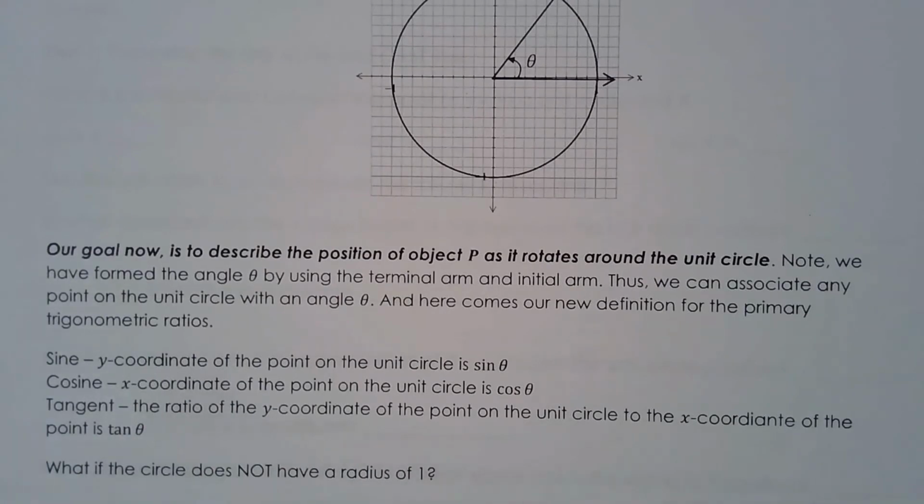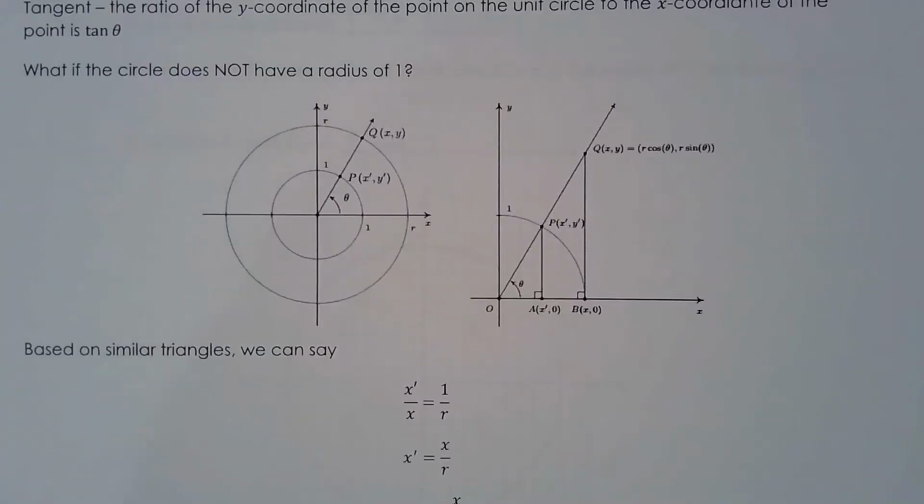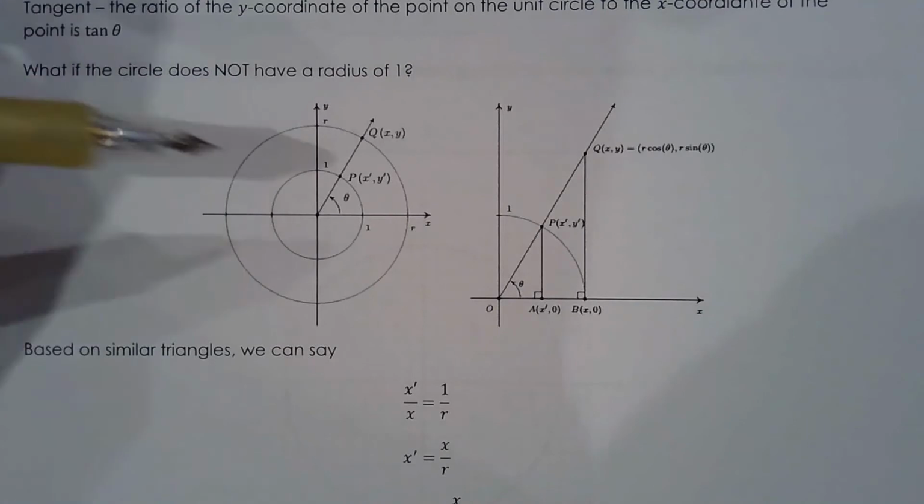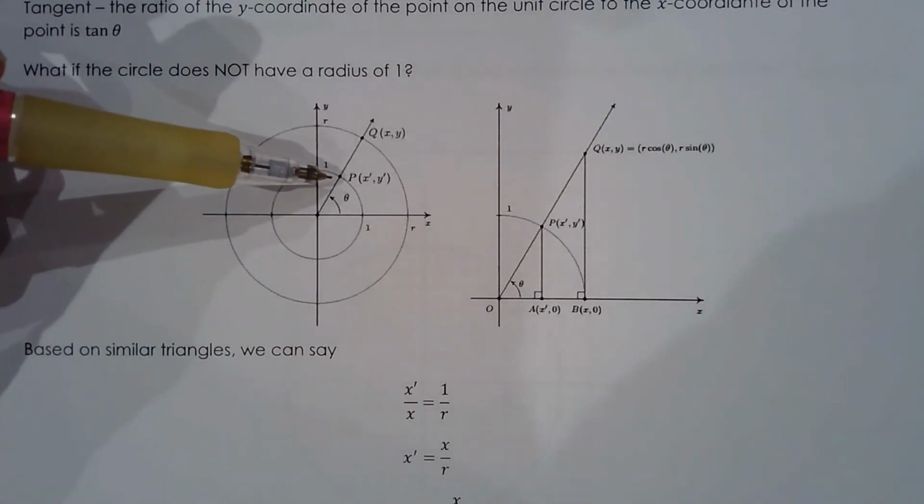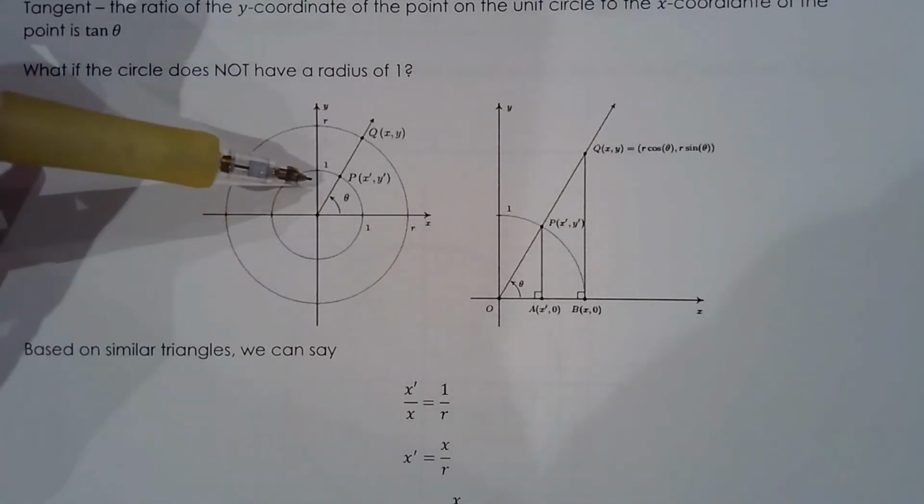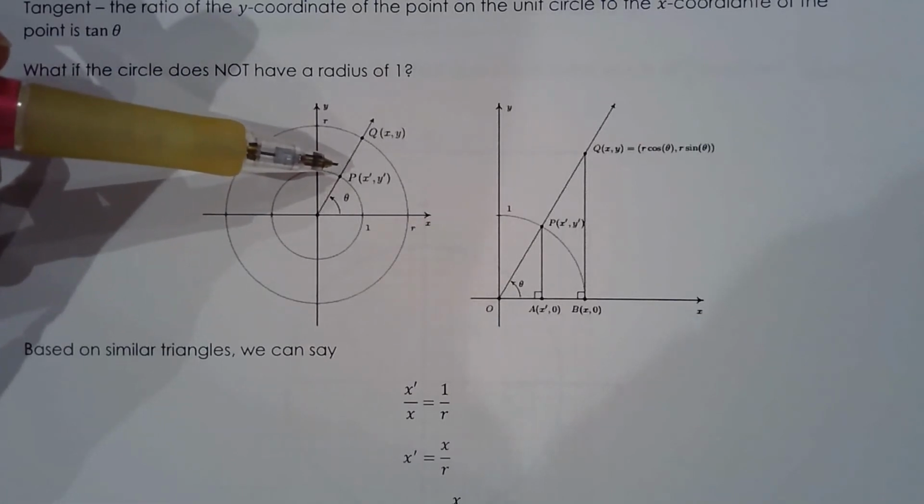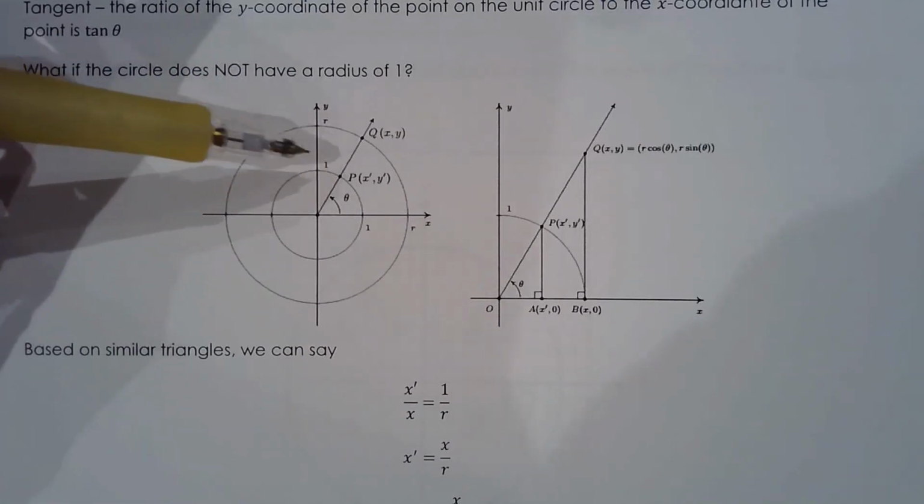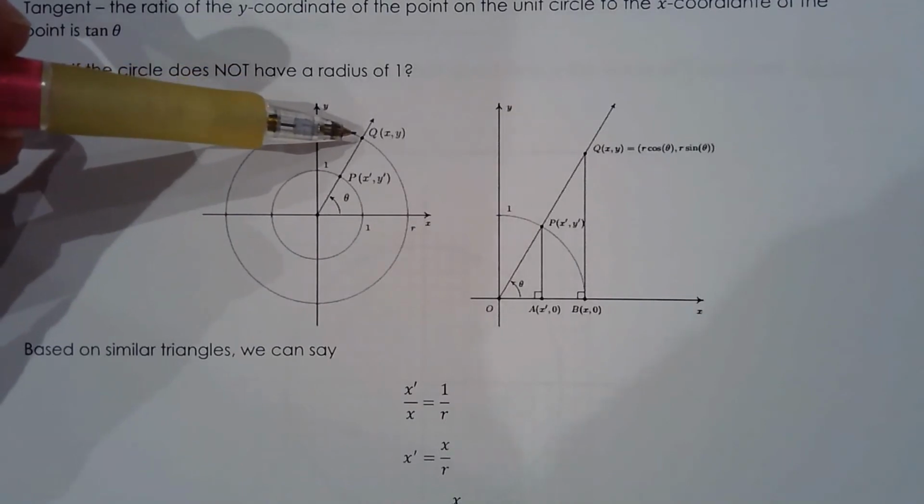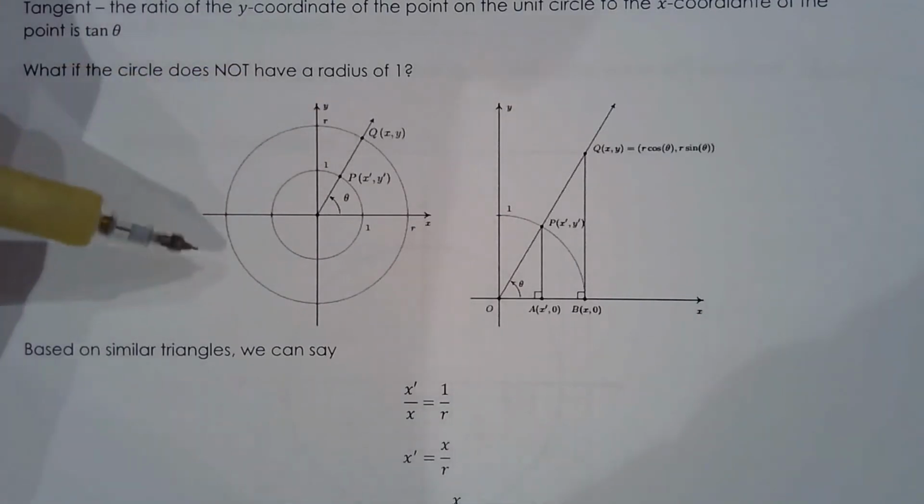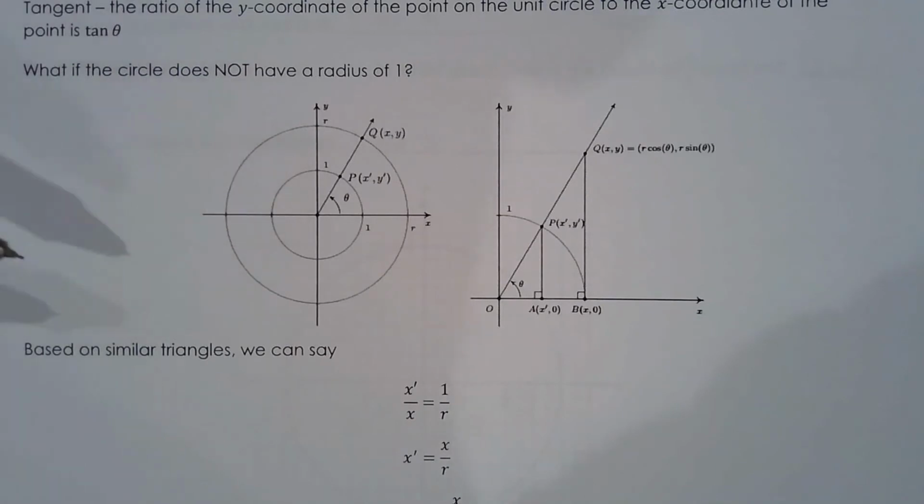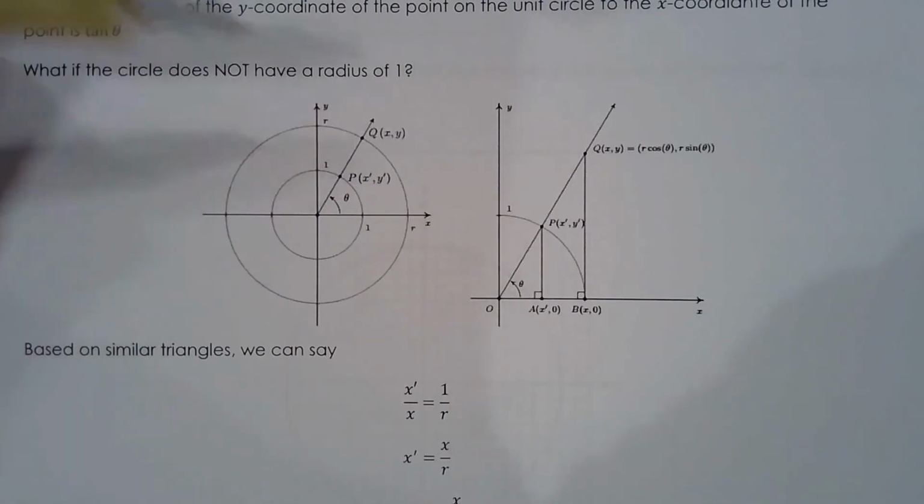What if the circle does not have a radius of 1? Can you still find the value of sine theta, cos theta, and tan theta? Absolutely. What we're going to do is use the idea of similar triangles to help us out. In this diagram, we have point P, which is on the unit circle, and the coordinates of point P are x prime, y prime. And we have another point, point Q, on a circle which is concentric to the unit circle, and the coordinates of point Q are x, y.